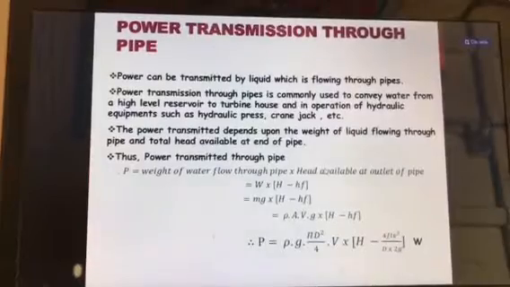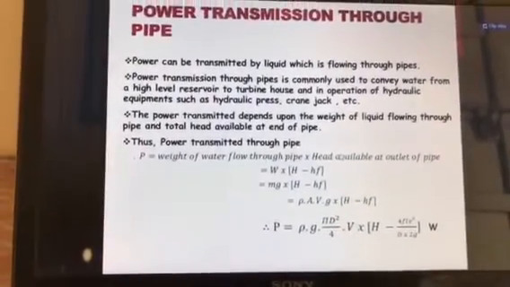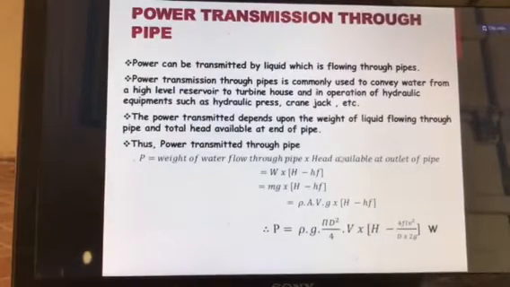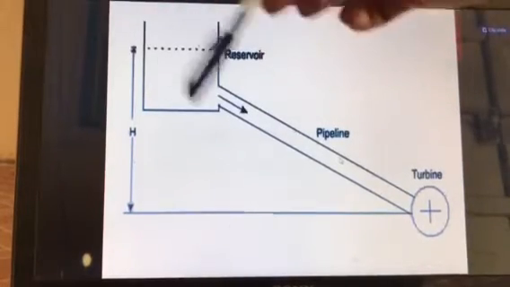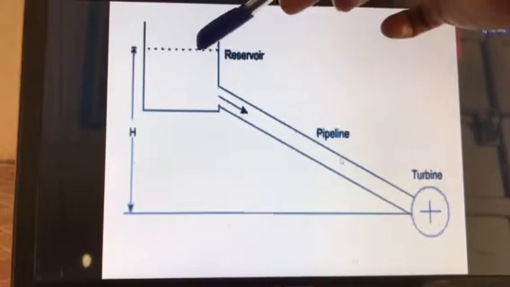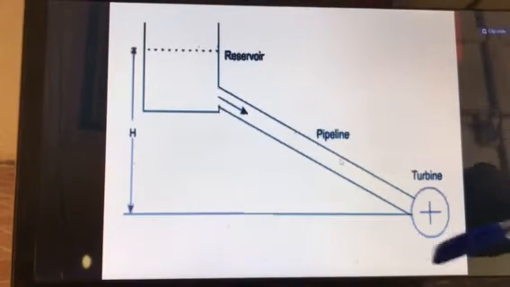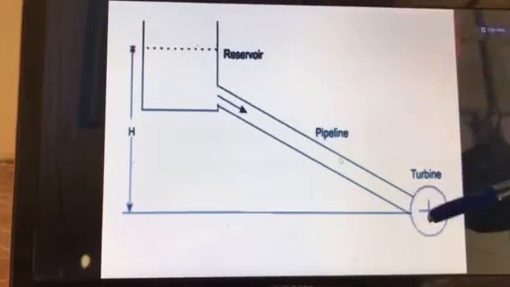Okay, now we will see the power transmission through the pipe. Now the power can be transmitted by liquid which is flowing through the pipes. Here is the reservoir. Now the power can be transmitted from this liquid to any type of device, like a turbine here. So this can be transferred by using the pipeline.